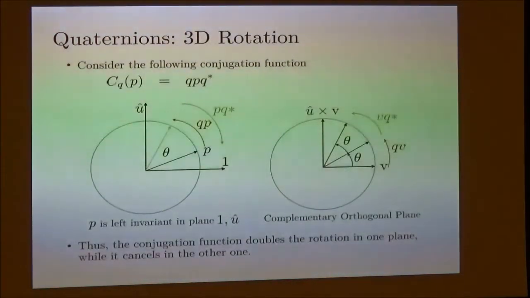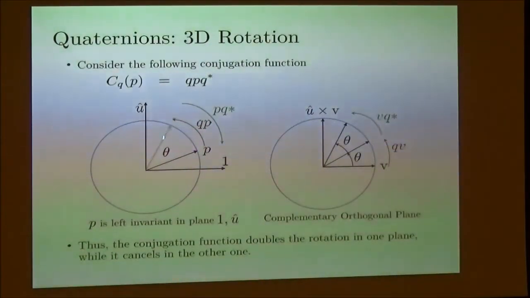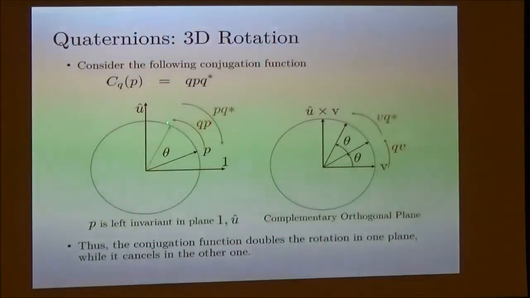Well, for that, we have to consider a conjugation function, also known as a sandwiching function, where we sandwich P, the operand, with Q on the left and Q conjugate on the right-hand side. Now, we have already seen that the left multiplication by Q on P in the plane of 1 and u hat rotates this vector by an angle theta. So you get a result, let's say P prime. And when you multiply that P prime with Q conjugate, it rotates it back. So in the plane of 1 and u hat, P is basically left invariant. This transformation is an identity transformation in that plane. Nothing happens. This sandwiching function doesn't do anything to vector P at this particular point.